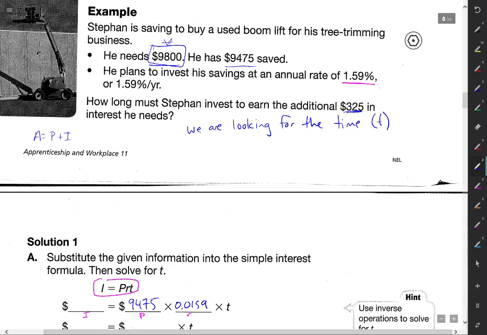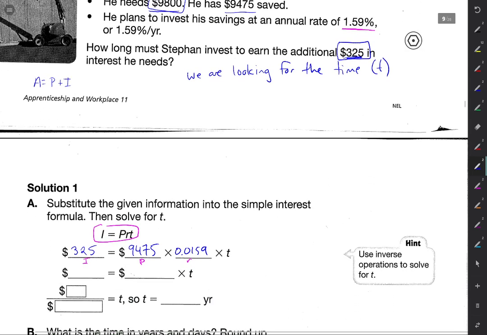So we need $325 in interest in order to get that. So our interest, or the I, is going to be equal to $325. So that one's a little bit confusing to set up, but once you have it set up, it's the exact same thing as the previous one.